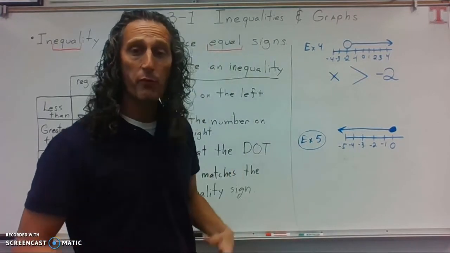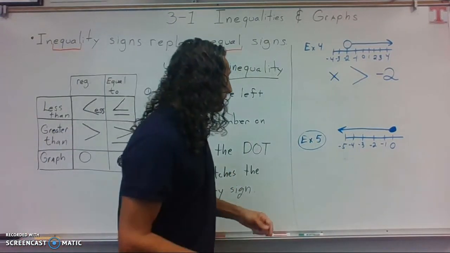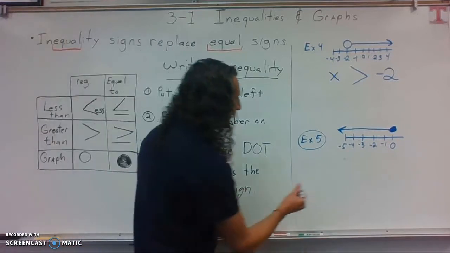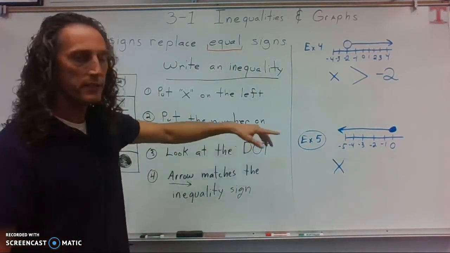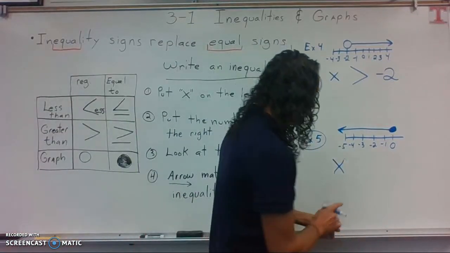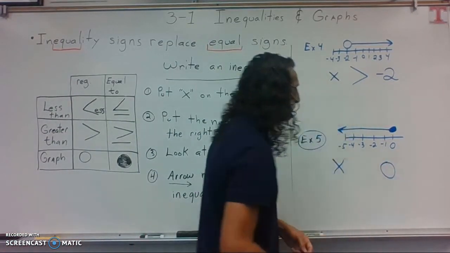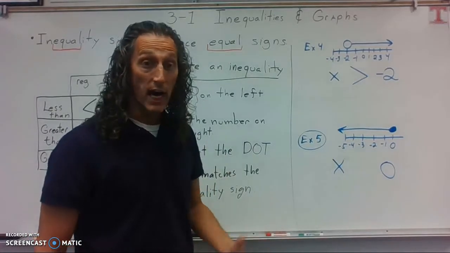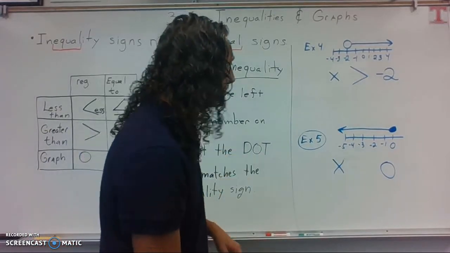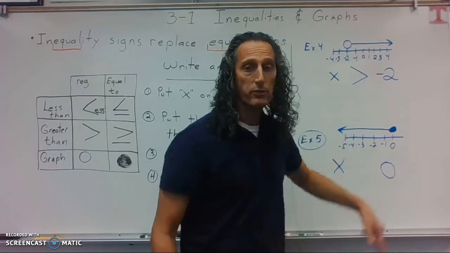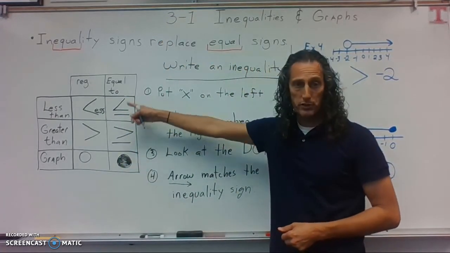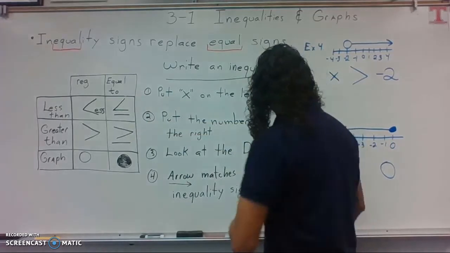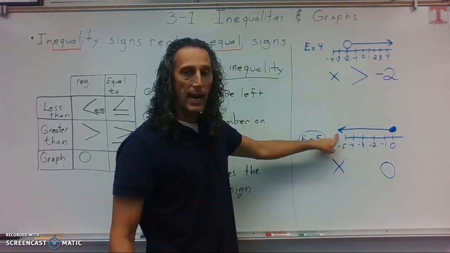So on number 5, we'll do the exact same thing. Step 1, put an x on the left. Step 2, find the number under the dot. Now this number happens to be 0. That's fine. Nothing wrong with using a 0. Now look at the dot. It tells us which symbols to use. So it's a closed dot. That means it's going to be my equal to symbol. So it's going to be one of these. And then I match it to the arrow.